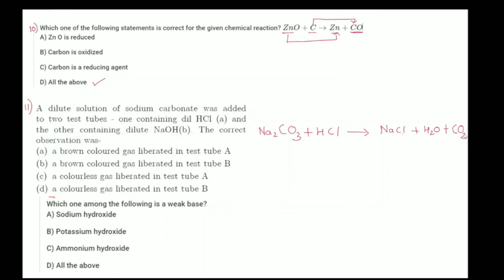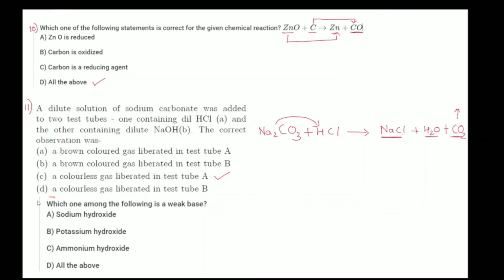Now, the question is, when sodium carbonate is reacted with hydrochloric acid, what happens? You get NaCl, sodium chloride salt, water formation, and you get a carbon dioxide gas that is formed, a colorless gas. Now, which test tube contains hydrochloric acid? Yes, it is the test tube A. So what is the correct answer? A colorless gas liberated in test tube A will be the correct option.